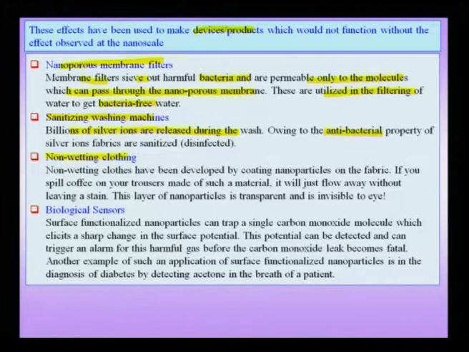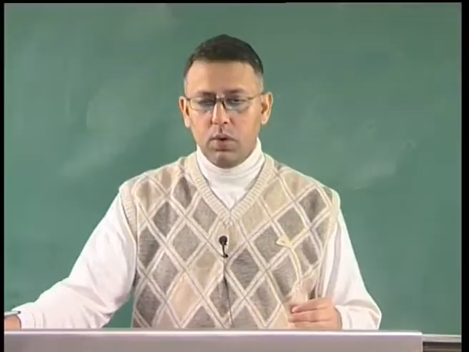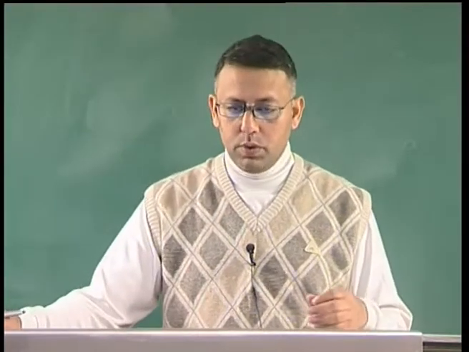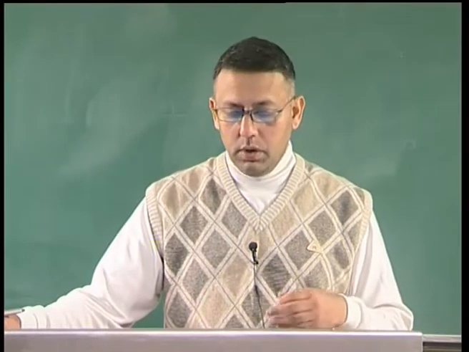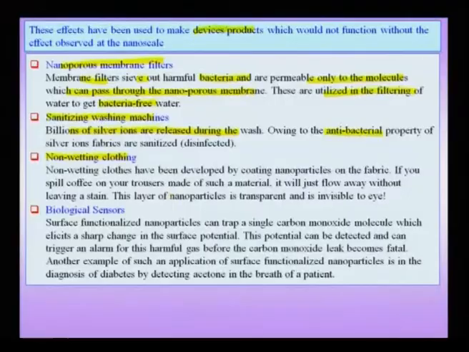We already saw the example of non-wetting clothing, and we always want non-wetting clothing because, for instance, when you are wearing a coat, you do not want certain spills to get into the coat, which could be harmful for the coat or come into contact with the skin. And the beautiful thing is that these nanoparticles embedded in these kinds of fabric are transparent and invisible to the eye. Therefore, they do not in any way alter the look or the texture of the fabric, and it is basically done by coating nanoparticles onto the fabric.